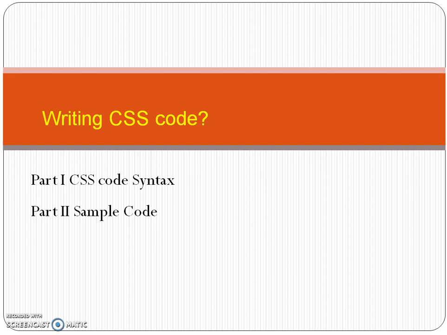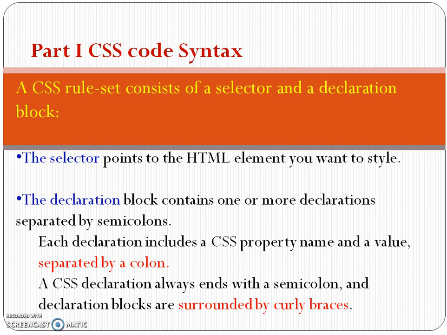Now, how can we write the CSS code here? We will go through two parts: part 1 is CSS code syntax, and part 2 is sample code. A CSS rule set consists of a selector and a declaration block. The selector points to the HTML element you want to style, and the declaration block contains one or more declarations separated by semicolons. Each declaration includes a CSS property name and a value separated by a colon. A CSS declaration always ends with a semicolon, and declaration blocks are surrounded by curly braces.